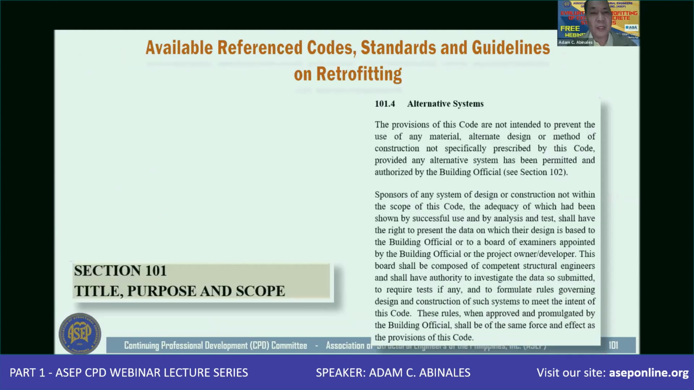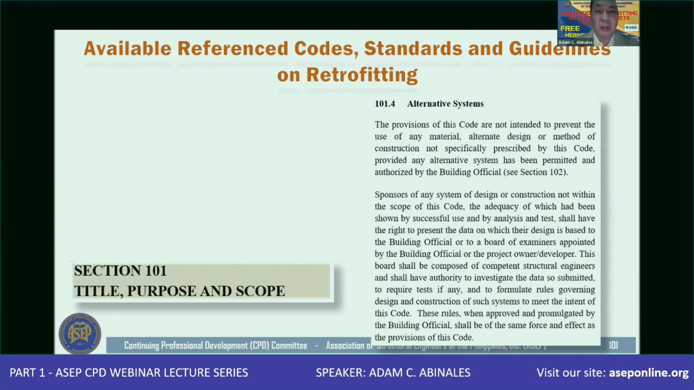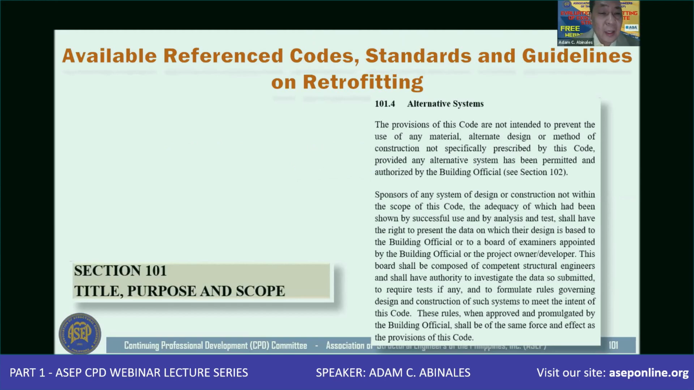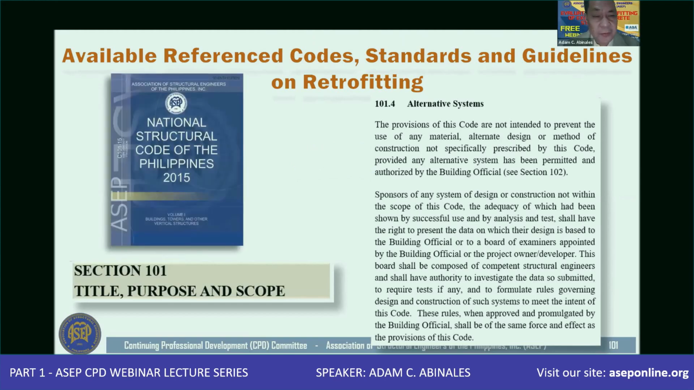So, do we have a code? Are there available codes? NSCP is our structural code, 2015. Section 101, there is Section 101.4, alternative system. The provisions of this code are not intended to prevent the use of any material, alternative design, or method of construction not specifically prescribed by this code. Although it is not explicitly discussed in the code, we have this.